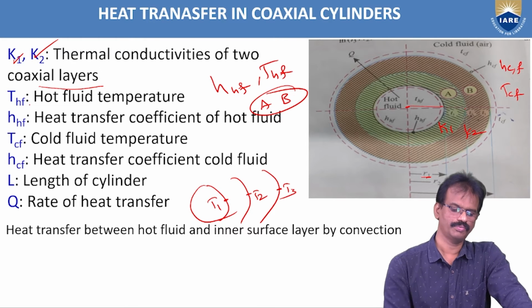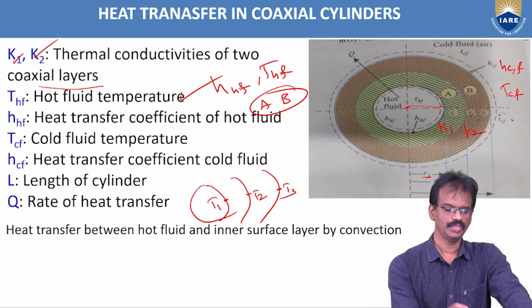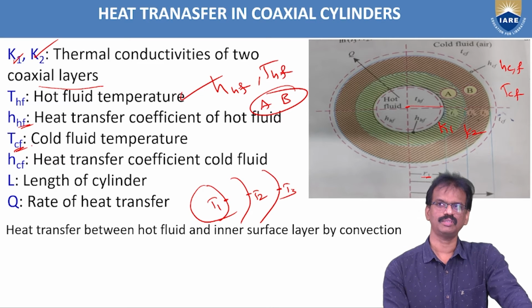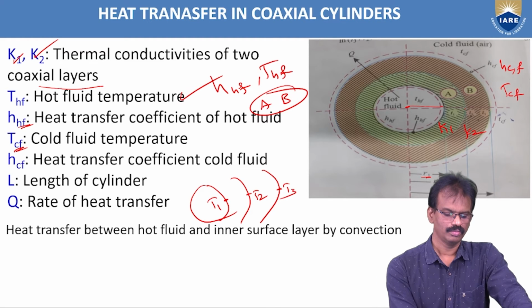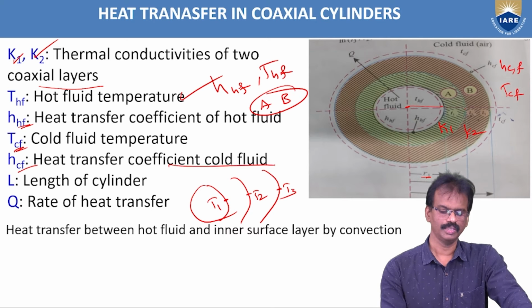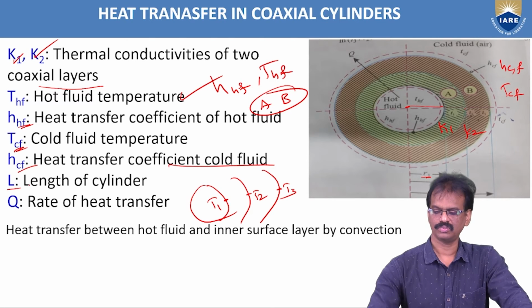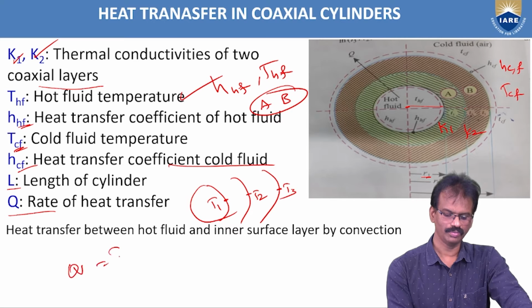THF is the hot fluid temperature. Similarly, HF is the heat transfer coefficient for the hot fluid. TCF is the cold fluid temperature, the outside ambient temperature. HCF is the heat transfer coefficient for the cold fluid. L is the length of the cylinders, as you can see from the side view. Q is the rate of heat transfer. Here we have to find the Q value.